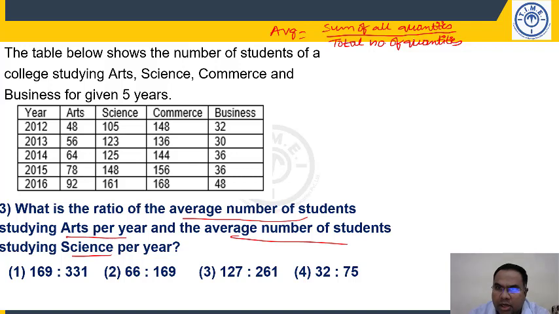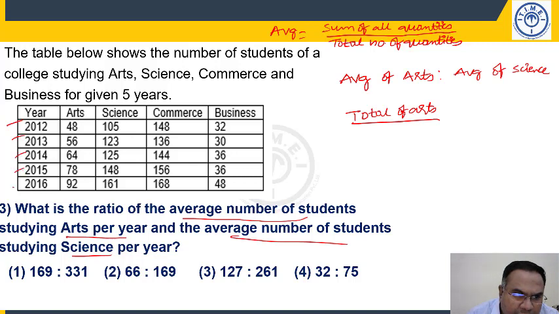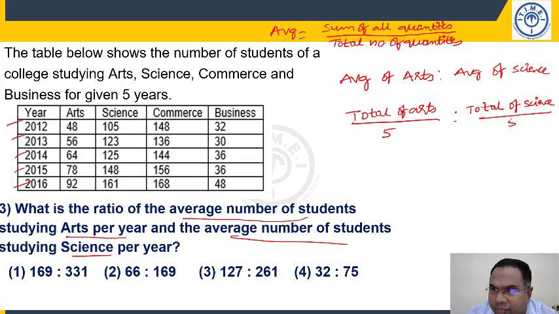Right. Now, what is the question here? We need to find out the ratio of the average number of students in arts to the average number of students in science. Here, don't find the average, it's a waste of time. What is average? Total number of students divided by total number of quantities. So, total number of students of arts divided by how many years? 1, 2, 3, 4, 5, is to total of science divided by 1, 2, 3, 4, 5.